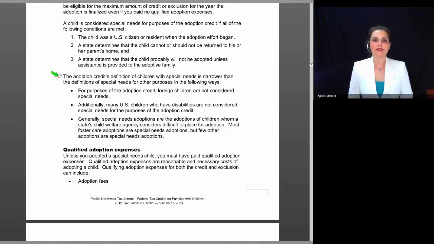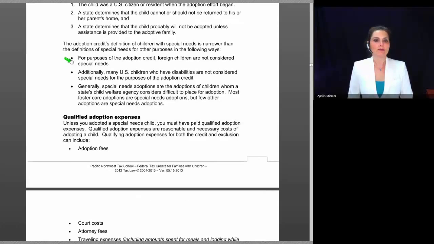The adoption credit's definition of children with special needs is narrower than the definitions of special needs for other purposes in the following ways. For purposes of the adoption credit, foreign children are not considered to be special needs. Additionally, many U.S. children who have disabilities are not considered special needs for purposes of the adoption credit. Generally, special needs adoptions are the adoptions of children whom a state's child welfare agency considers difficult to place for adoption. Most foster care adoptions are special needs adoptions, but few other adoptions are considered to be special needs adoptions.